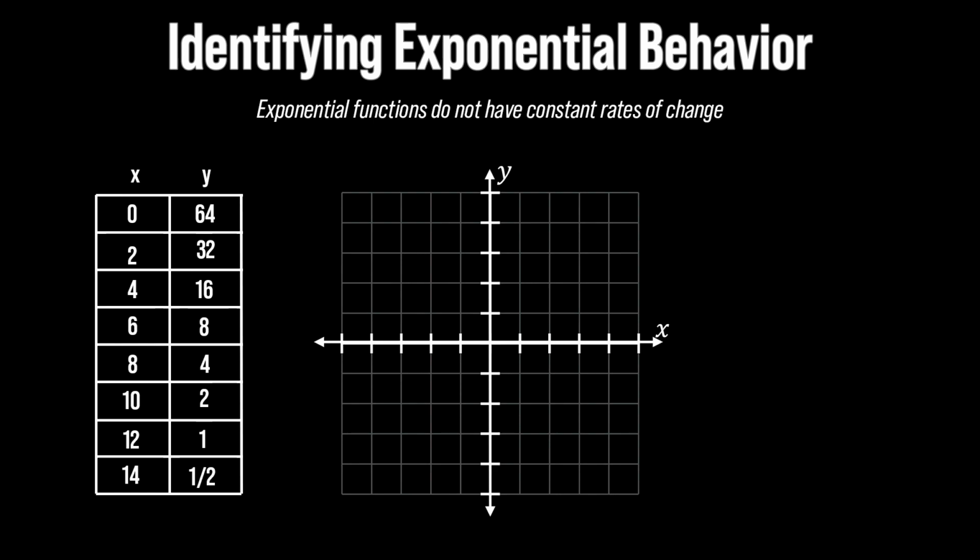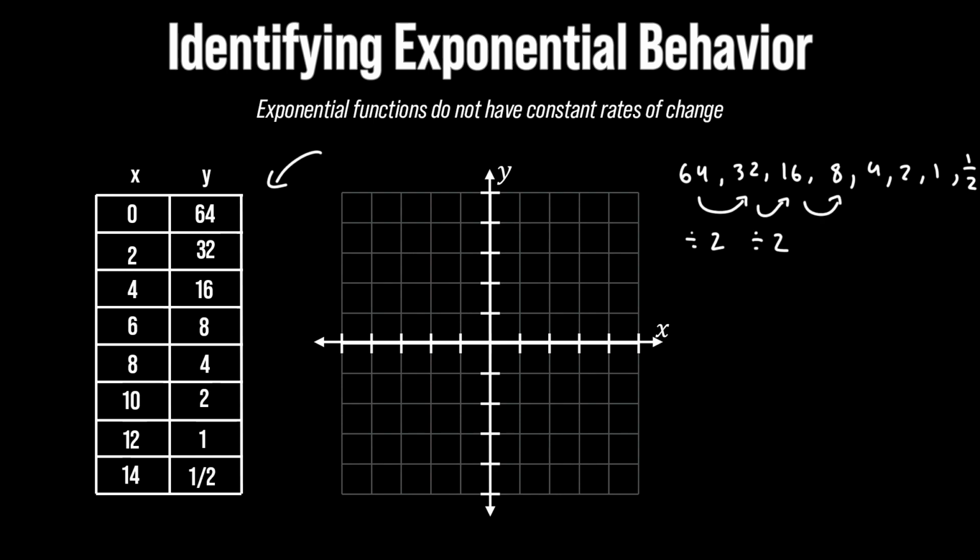Now let's take this pattern on the left-hand side and figure out if it's exponential or not. So we have 64, then 32, then 16, then 8, 4, 2, 1, and 1/2. From 64 to 32, we're dividing by 2. From 32 to 16, we're dividing by 2. And as you can see, throughout the sequence, it's going to stay the same. Now, this sequence is exponential, but you might wonder why it's exponential if the value stays 2 the entire time.